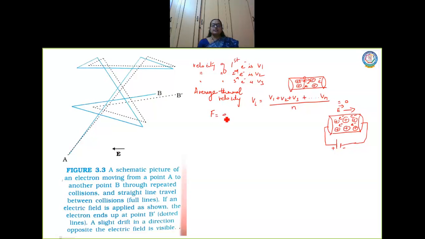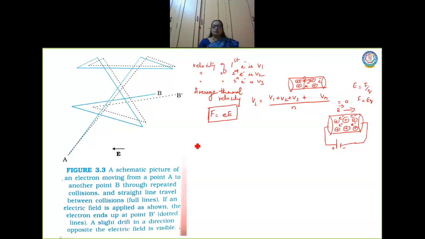The force is given by F equals E into e. Hope you remember this formula for electric field. What is electric field? Electric field is equal to force experienced per unit charge, or F is equal to E into Q. Q is nothing but here the charge of the electron. We talk about electrons here. So it experiences a force which is equal to E into e. Yes or no?